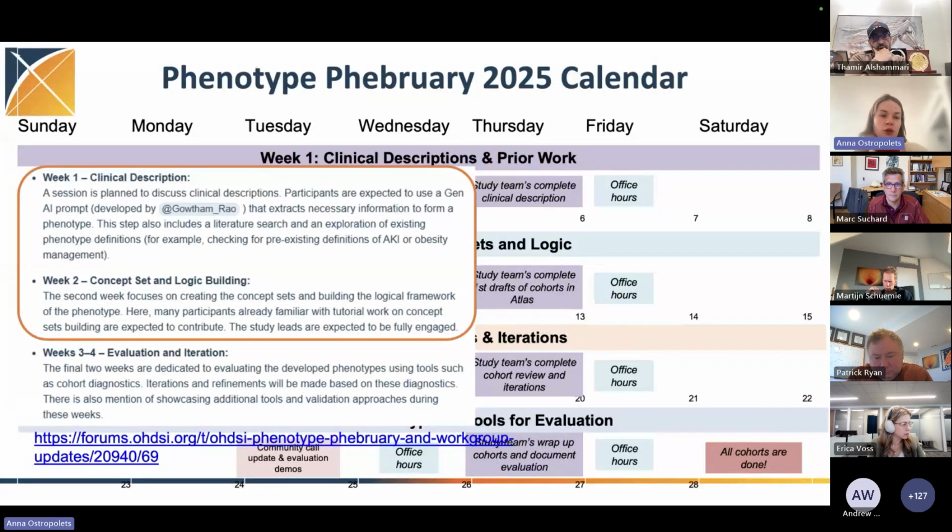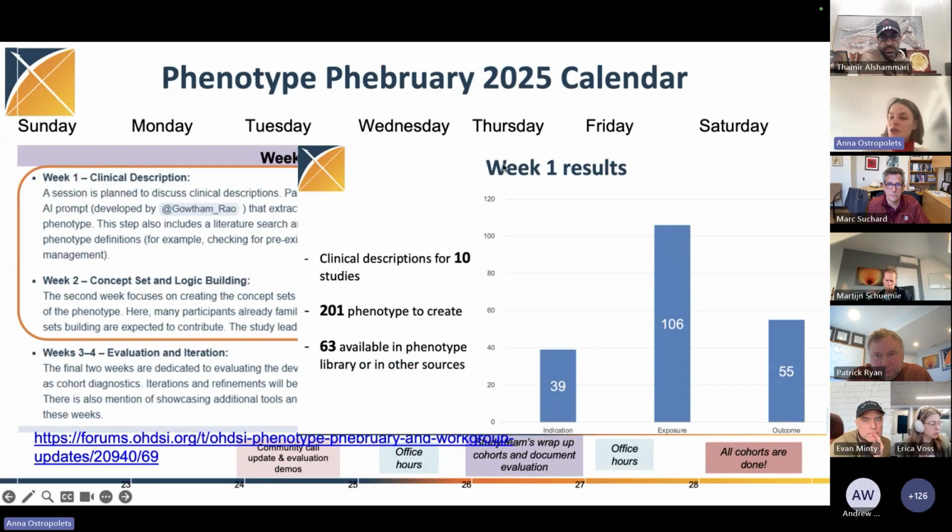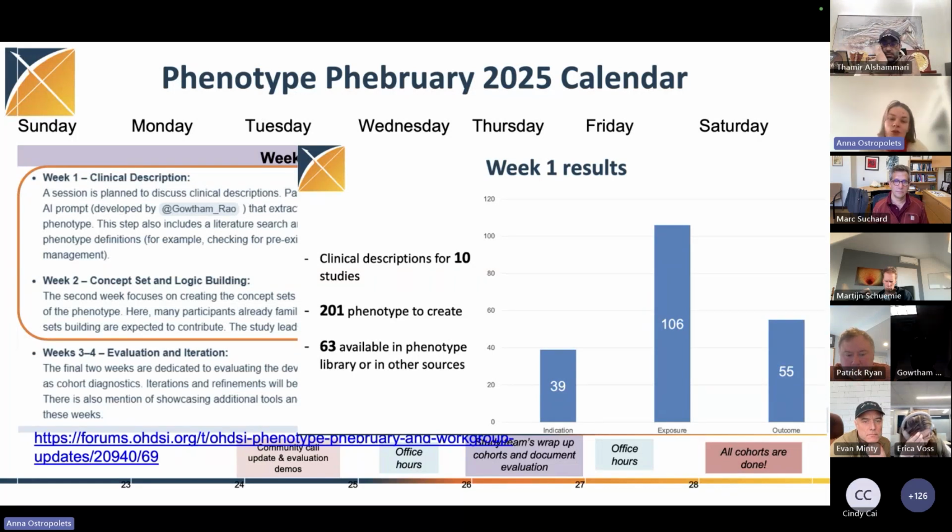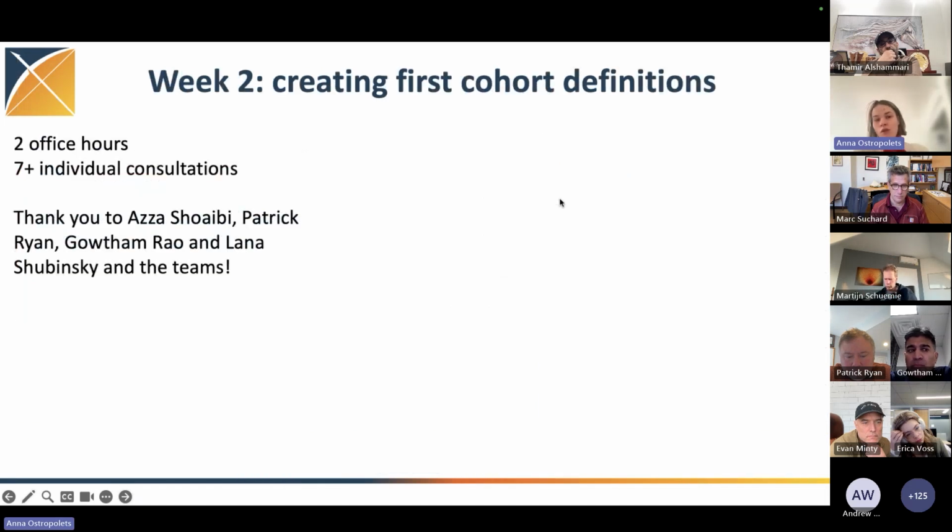And in week 2, we were translating those clinical descriptions into the concept sets and logic so that we create cohort definitions. Now, to remind you, during week 1, we wrote clinical descriptions for 10 studies, and we identified 200 phenotypes to create, with 63 phenotypes available in the phenotype library already, which of course helped us a lot. And over week 2, we were translating this work into creating the cohort definitions.